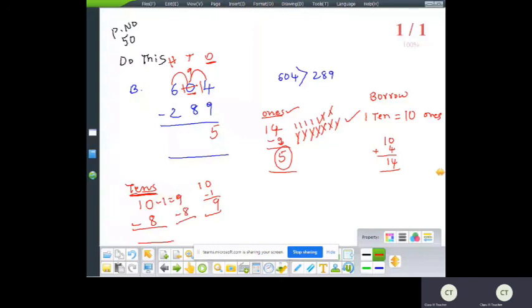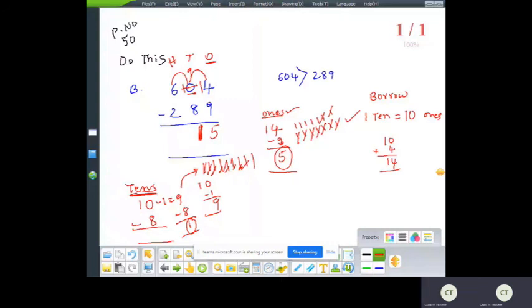9 minus 8. From 9, 8 is subtracting. 9 means draw 9 lines. 1, 2, 3, 4, 5, 6, 7, 8, 9. From 9, we have to remove 8 lines. 1, 2, 3, 4, 5, 6, 7, 8. 9 minus 8 is 1. This answer 1 goes right under tens.